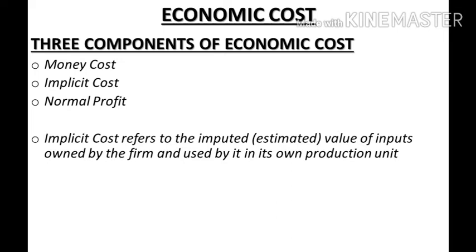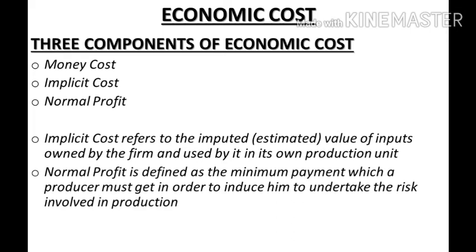Now the third component of economic cost is the normal profit. Now normal profit can be defined as the minimum payment which a producer must get in order to induce him to undertake the risk of production. You can also say that normal profit is the minimum supply price.